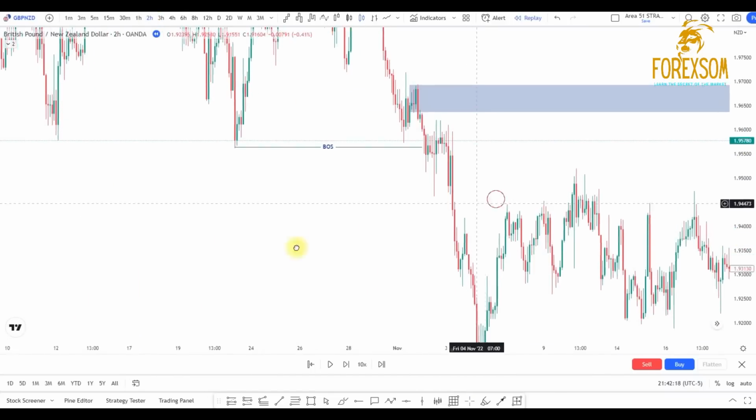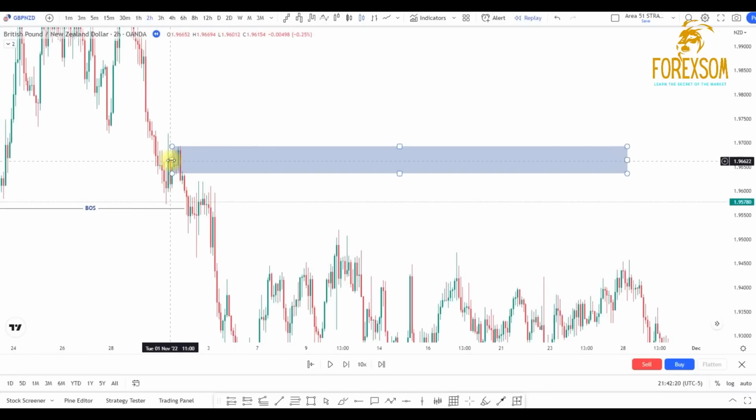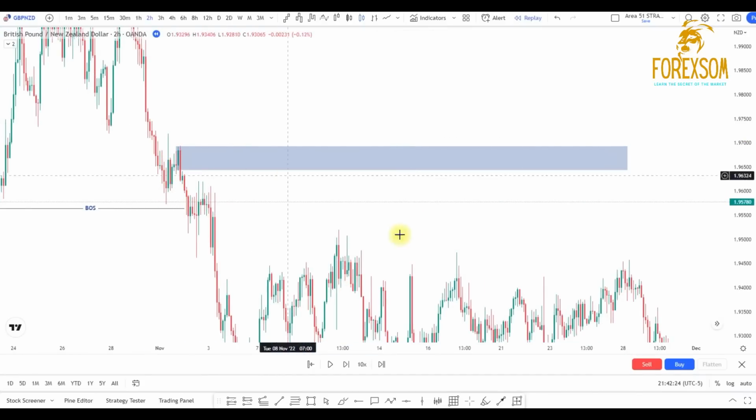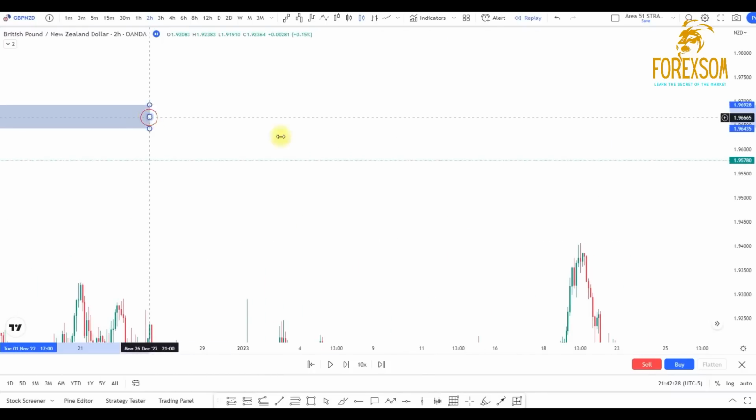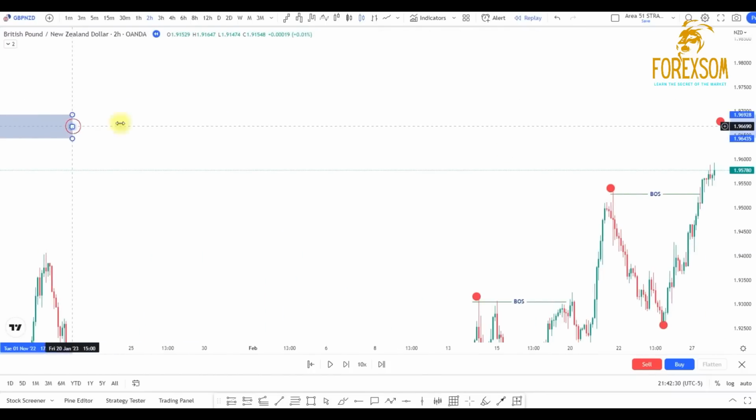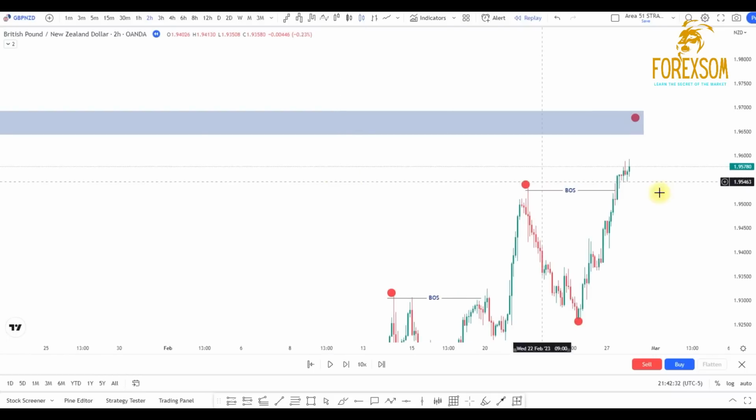If you go even lower time frame, like the 2-hour time frame, you can see that this area is not mitigated yet. That means here is going to be my take profit. That's going to be my take profit, guys.